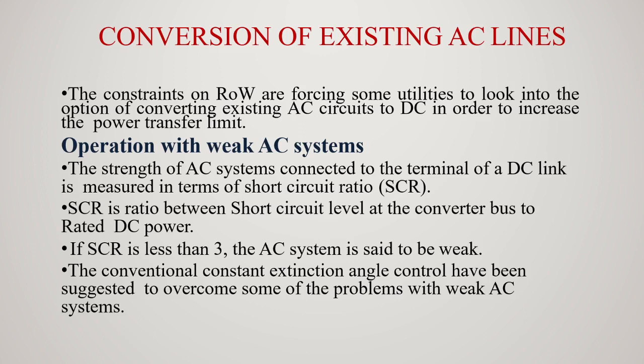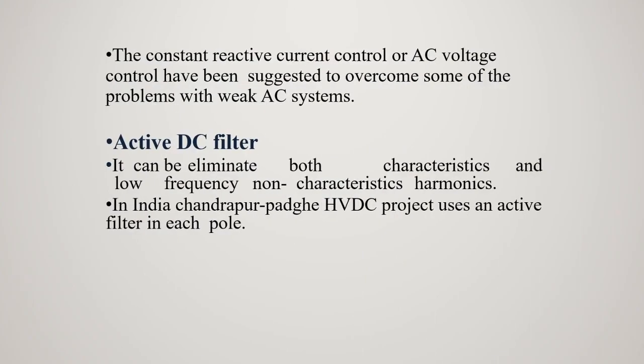The conventional constant extinction angle control may not be satisfactory with a weak AC system. The recovery of inverters following the clearing of a fault in the connected AC system can also be problematic. Constant reactive current control or AC voltage control have been suggested to overcome some of the problems with weak AC systems. The use of fast reactive power control at the converter bus by applying static VAR systems is another alternative. Limiting dynamic overvoltages through converter control during load rejection is becoming a standard practice.